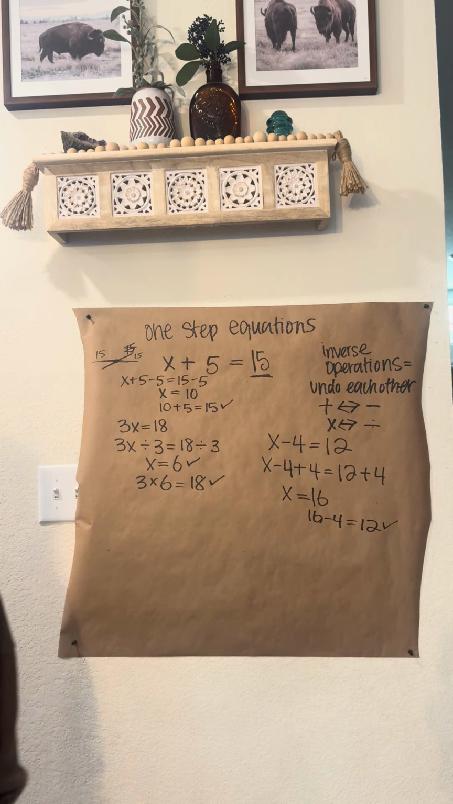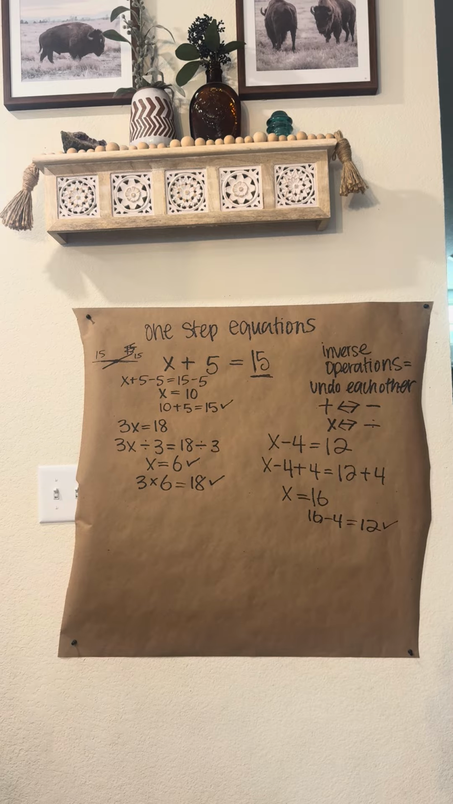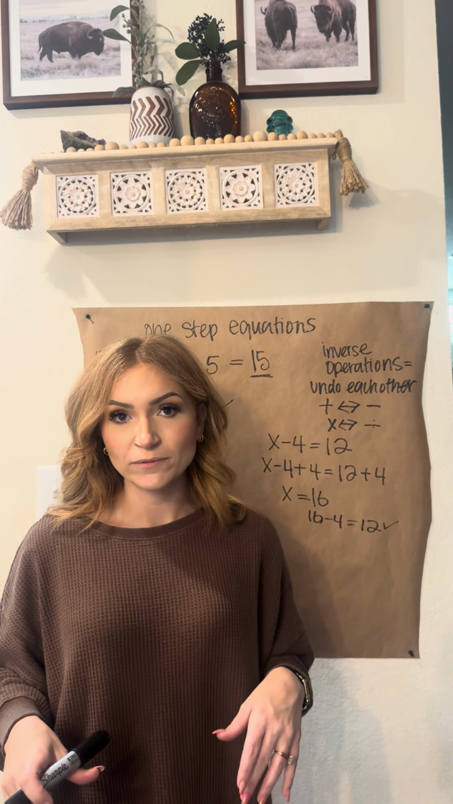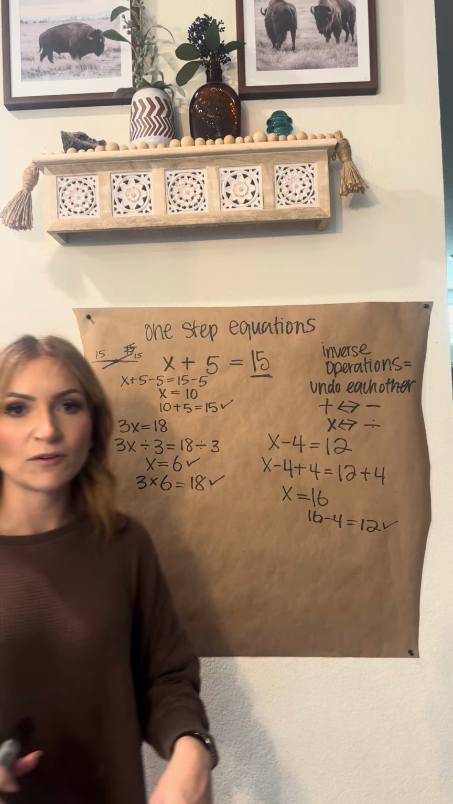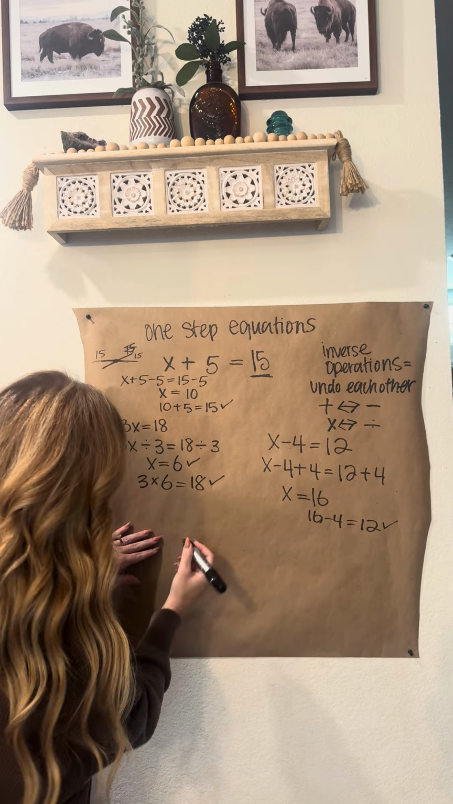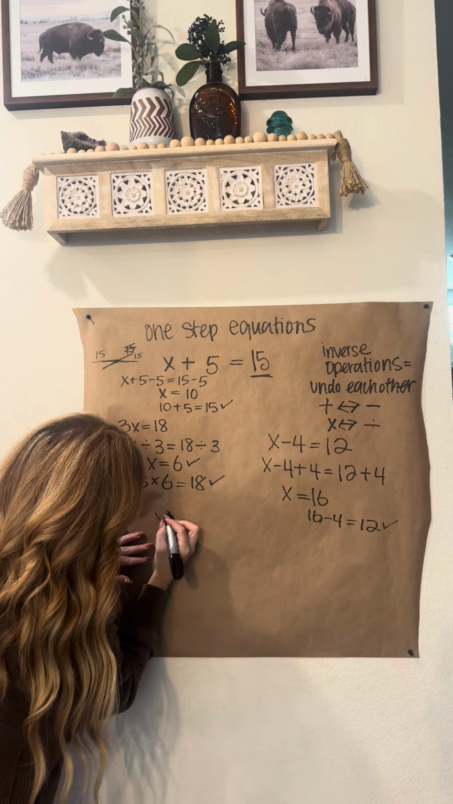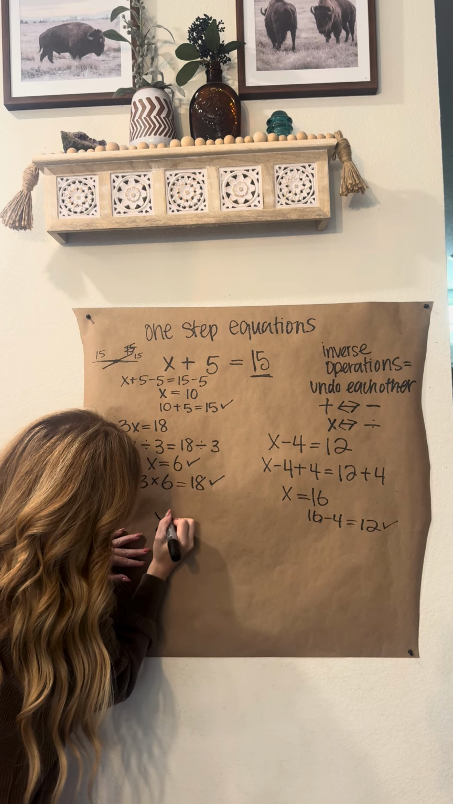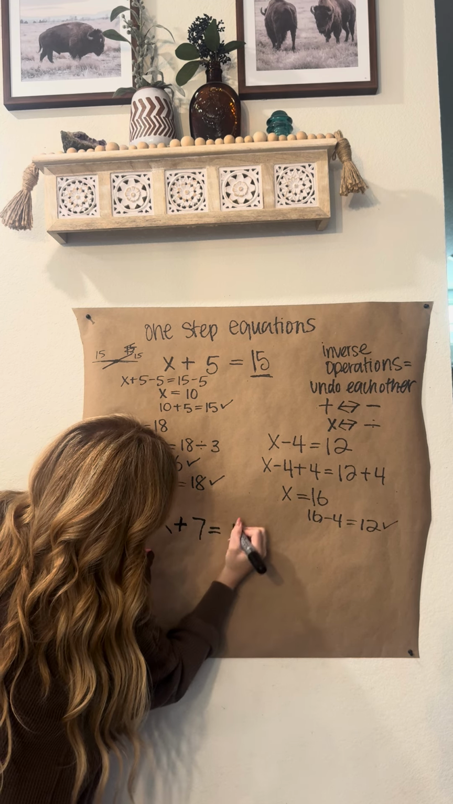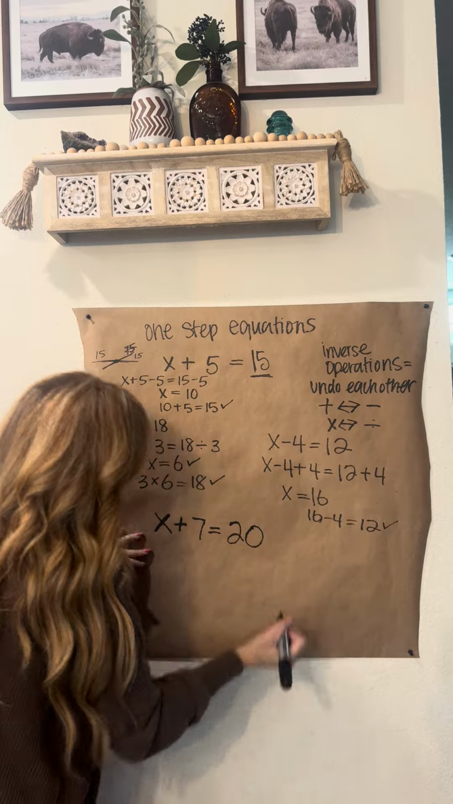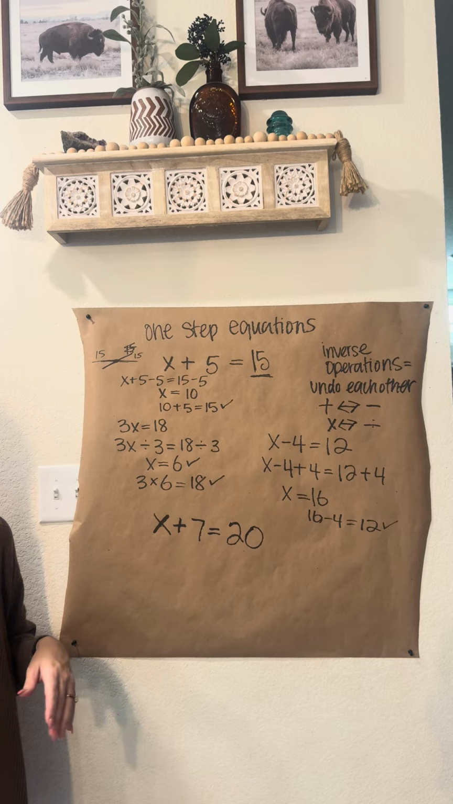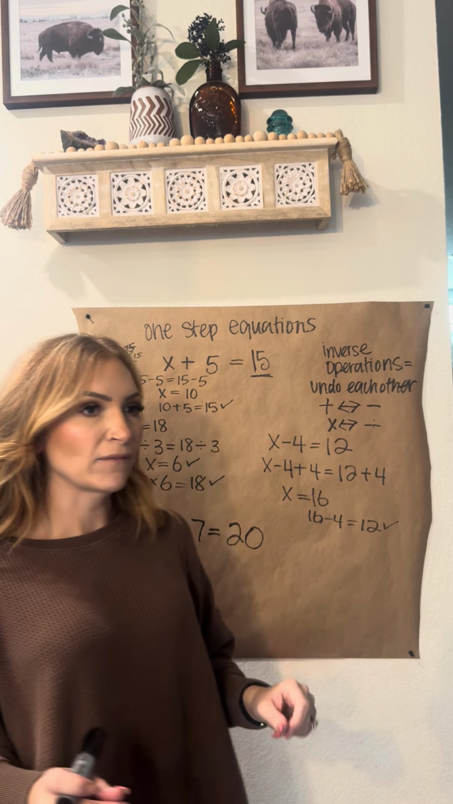So I'm gonna write one up here on the board that I want you guys to see if you can figure it out on your own, okay? And then I'm gonna go over it with you. So we're gonna do an addition. X, whoop, marker's acting funky. X plus 7 equals 20. So I'm gonna give you a minute or two to figure out if you can do it.